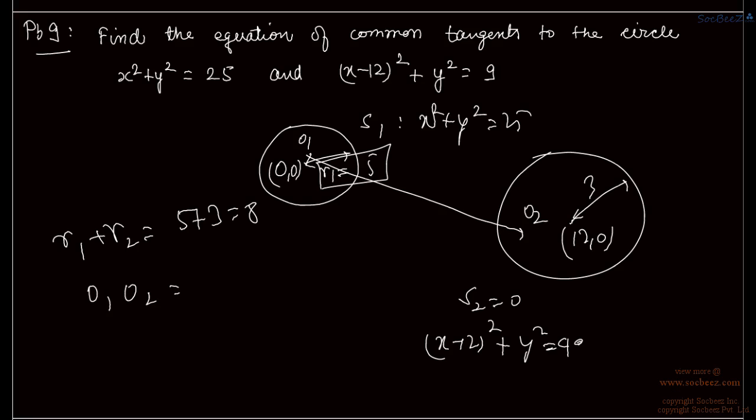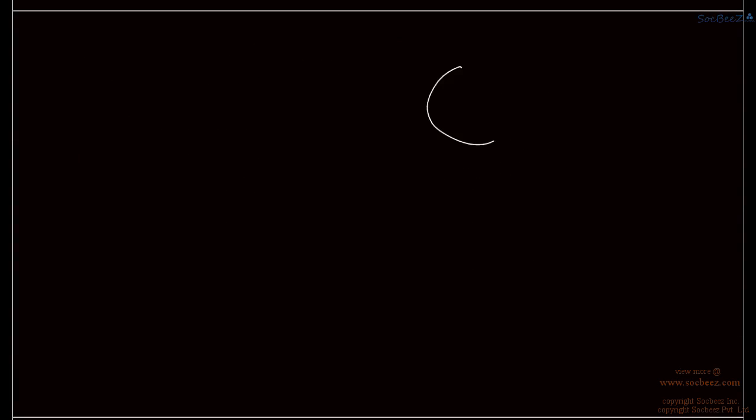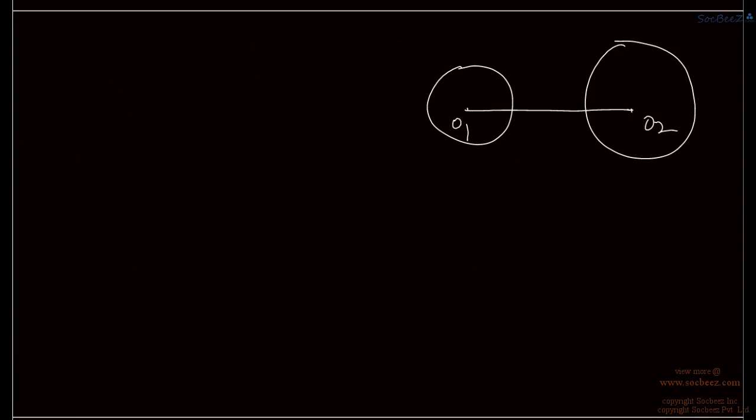So the distance between their centers, O1O2, is equal to, its center is 12, 0 and 0, 0, that means 12 minus 0 square, that is 12. O1O2 is 12. So we have R1 plus R2 is less than O1O2. That means the case is somewhat like this, where we have O1O2 and the radii R1 and R2. So here R1 plus R2 is less than O1O2.